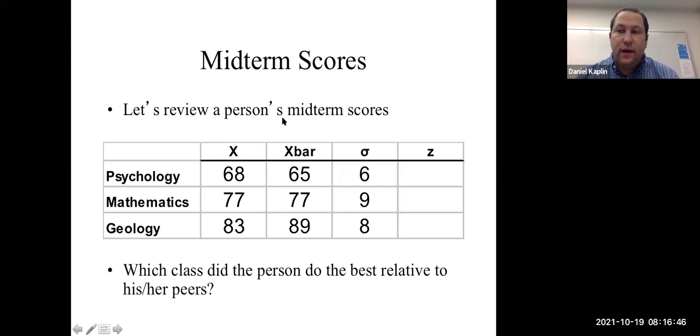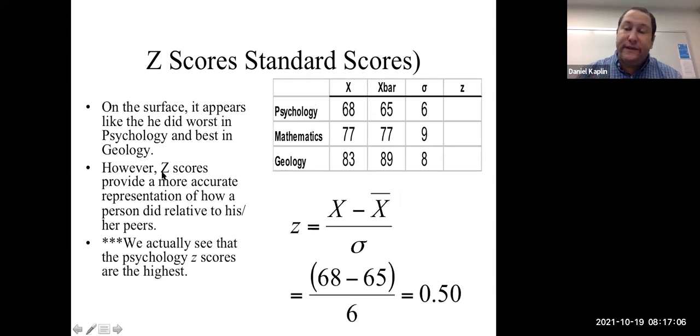All right, so here's where we left off. We now know the answer to this question, right? Psychology had a z-score of 0.50, mathematics had a z-score of 0, and geology had a z-score of -0.75. So on the surface, as I said, it looked like psychology did the worst and geology did the best, but it was actually the reverse. Psychology did the best and geology did the worst.